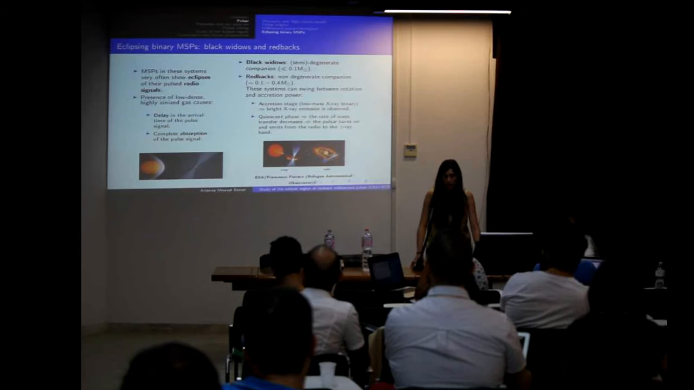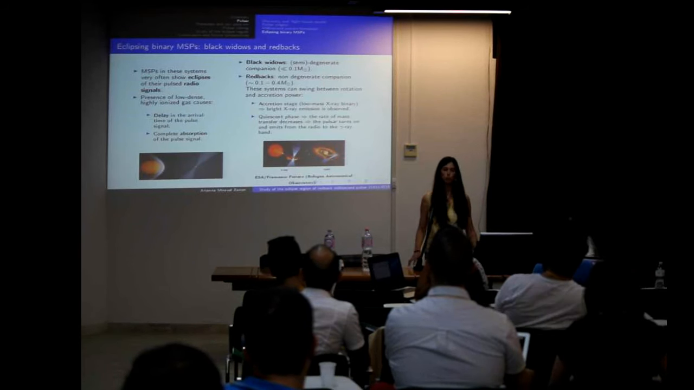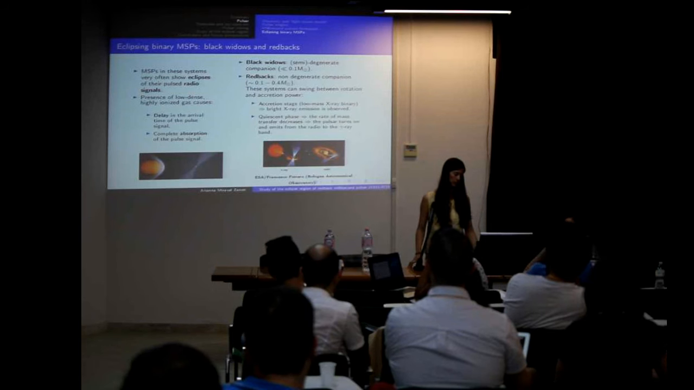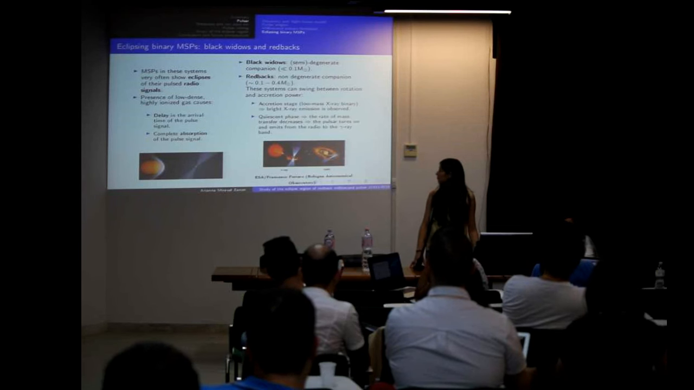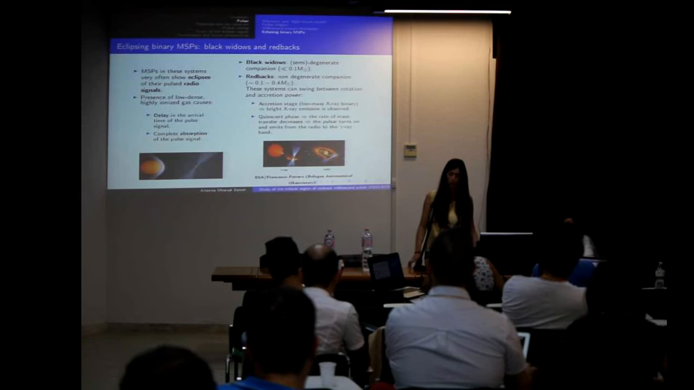Eclipsing binary millisecond pulsars are a subpopulation of millisecond pulsars, and in these systems the millisecond pulsar very often shows eclipses of the radio signal. In fact, the presence of a low-density ionized gas enwrapping the companion causes a delay in the arrival time of the pulse profile or an absorption of the pulse signal.